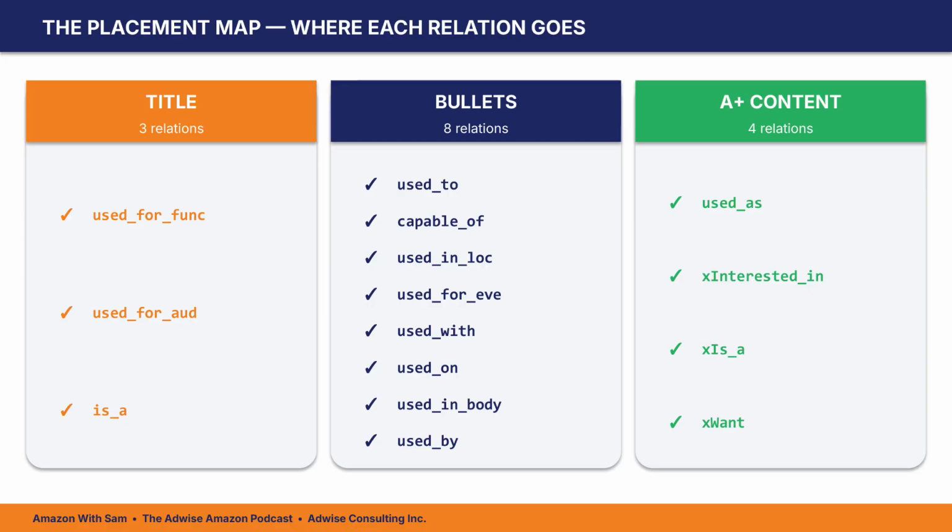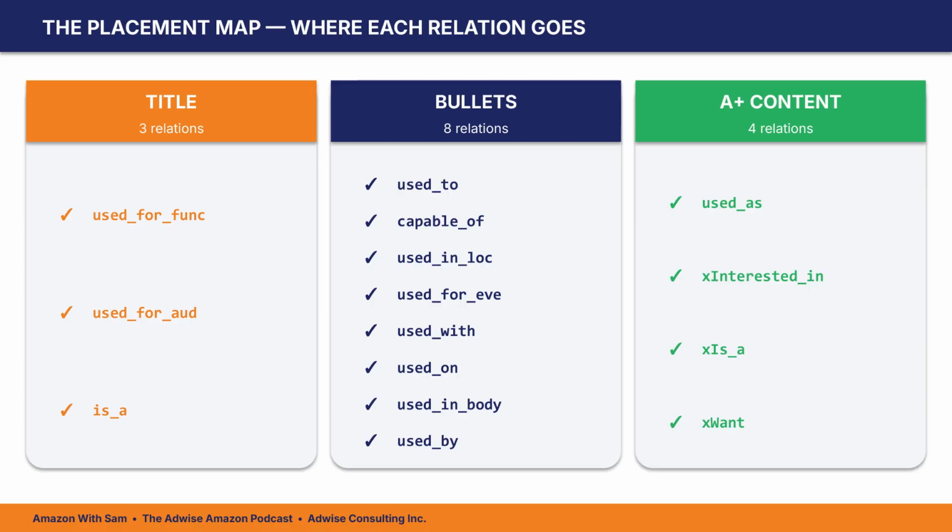That's the offer. Now, placement. Where do all 15 go in your actual listing? Three places. Title carries the three broad signals, like your function, your audience, your category. Bullets carry the bulk, the action verbs, the context, the body parts, the complementary products. 8 relations live in your bullets, and A plus content carries the deep shopper side stuff. The used as story comparing you to legacy products, plus the 3 X relations about the shopper's identity, interests, and wants. Backend search terms catch the overflow. Extra audiences and locations you couldn't fit in the bullets.